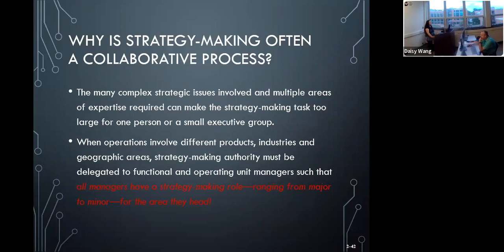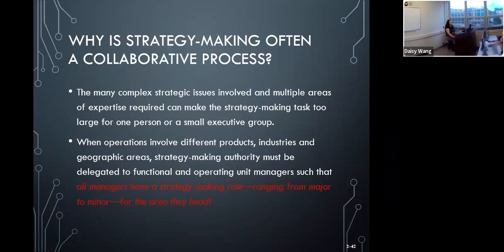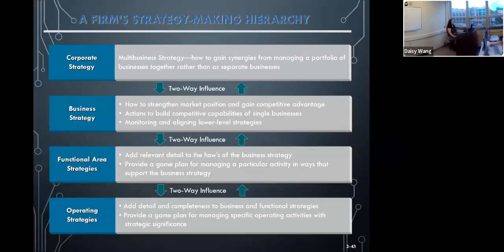That's why, like I said, we want to communicate bottom up and top down, so that we will be able to make sure it's a cohesive strategy throughout the company, from the top till the operating level.